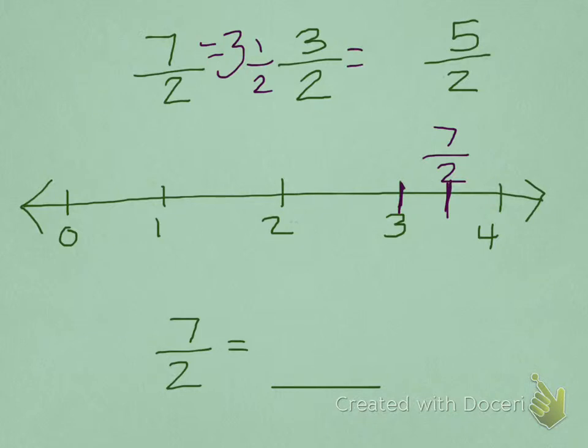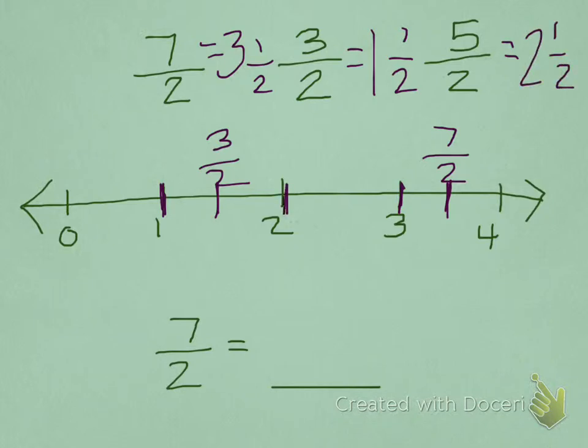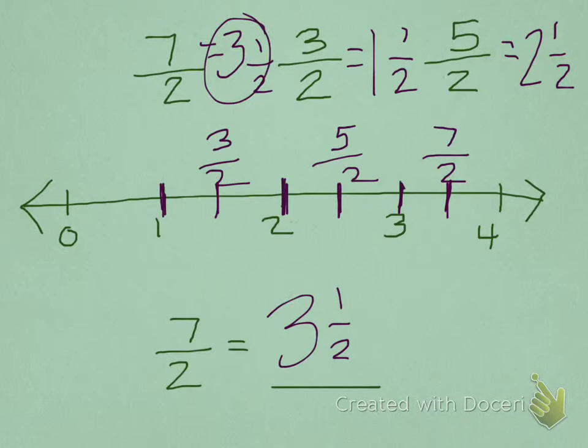3 over 2: 2 goes into 3 one time with 1 left over. The denominator stays the same, so that's 1.5. Here's 1, here's 1.5, so here's 3/2. Our last one, 5/2: 2 goes into 5 2 times with 1 left over. Since 2 is right here, here would be 2.5 or 5/2. And then 7/2 equals 3.5, which we already solved right here.